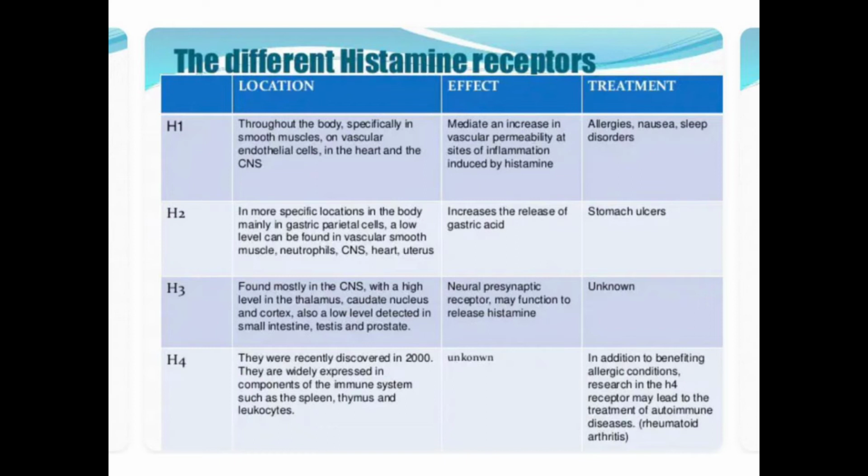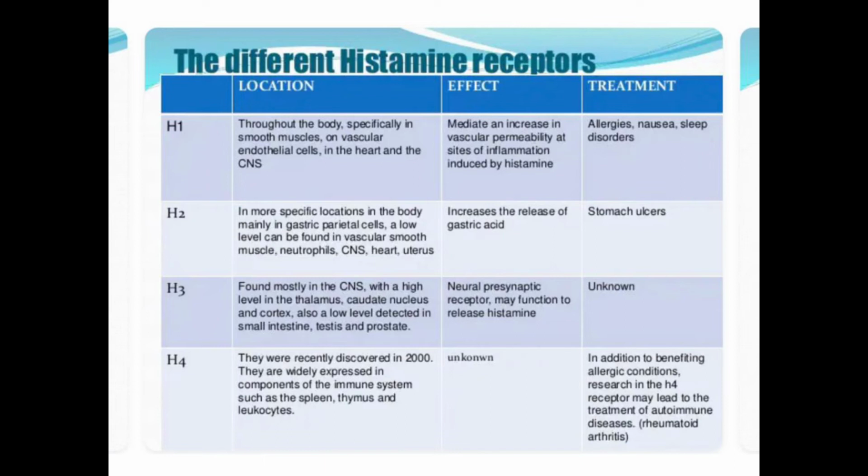The different histamine receptors. There are 4 kinds of receptors: H1, H2, H3 and H4. H1 are present throughout the body, specifically in the smooth muscles, on vascular endothelial cells, in the heart or in the CNS. H2 are in more specific locations in the body, mainly in the gastric parietal cells. A low level can be found in vascular smooth muscles, neutrophils, CNS, heart and uterus.